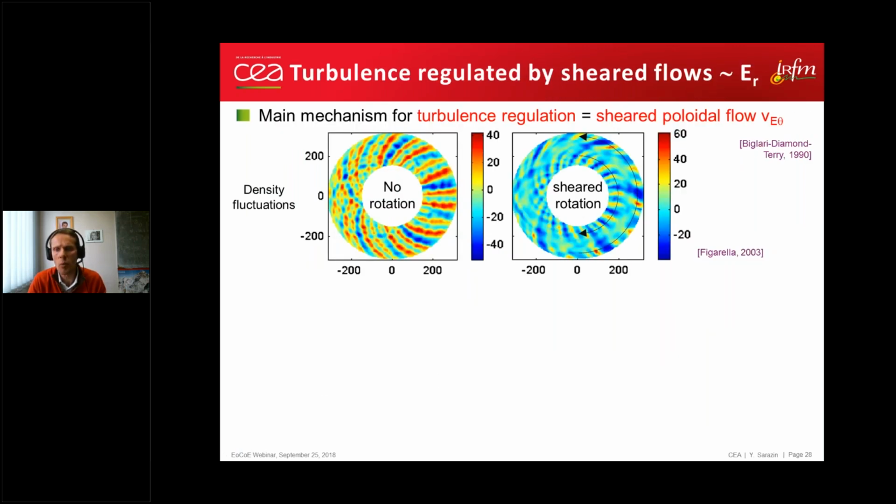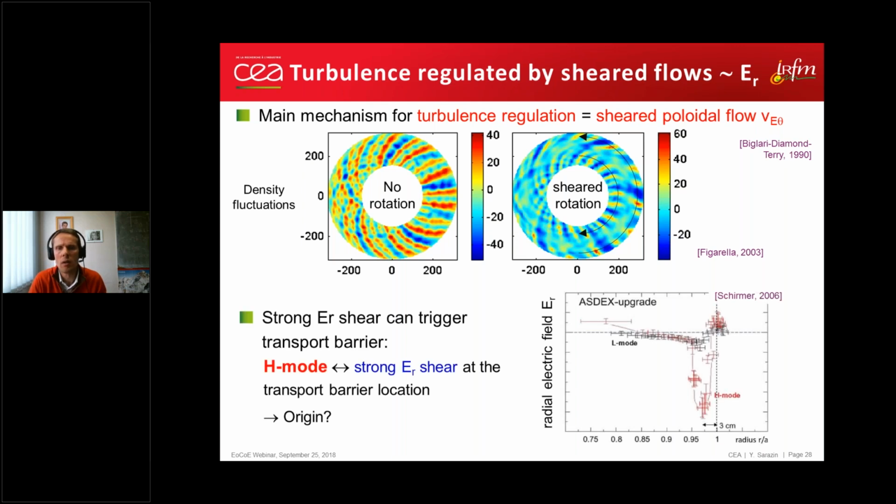Here is another example where turbulence is sheared by a prescribed sheared radial electric field.